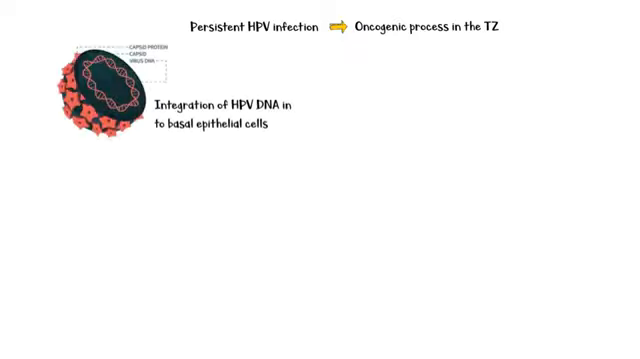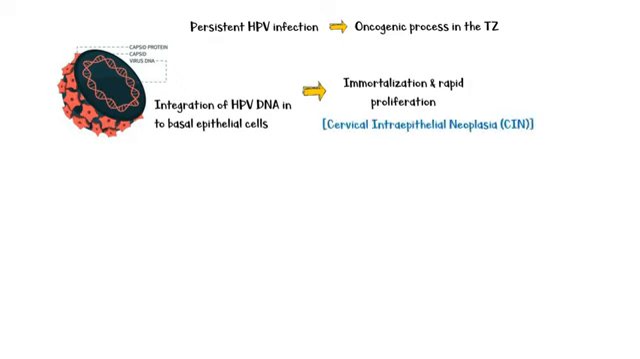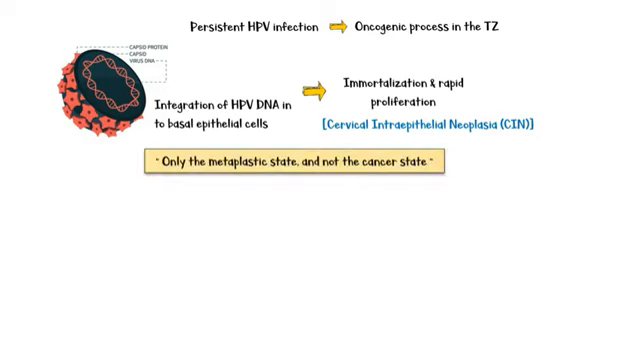When HPV infection persists in certain individuals, it triggers an oncogenic process in the region of the transformational zone. Integration of viral DNA into basal epithelial cells leads to immortalization and rapid cell proliferation. This process is called cervical intraepithelial neoplasia, and it is important to note that this is only the metaplastic state and not the cancerous state. It may or may not progress into cancer.